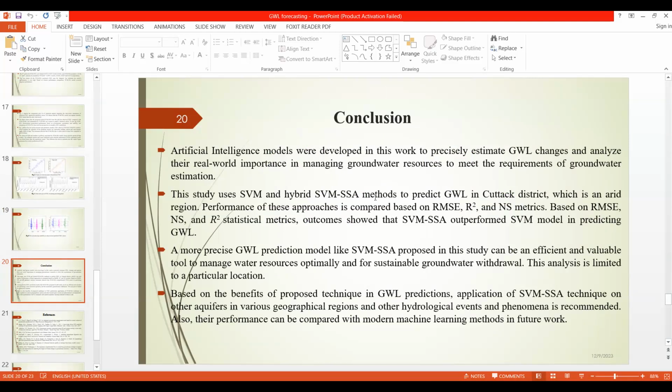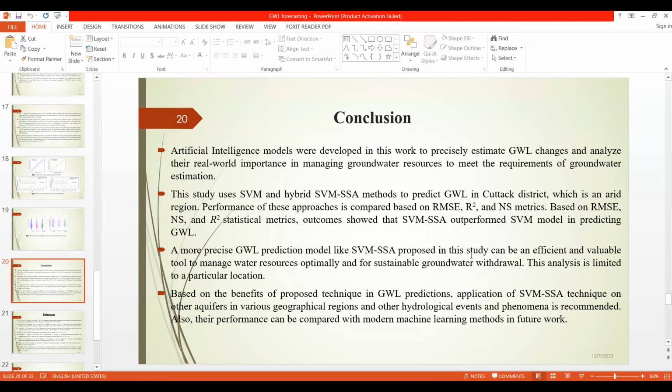Now coming to the conclusion, we can see that the groundwater level, as it is more precious nowadays, we need to precisely estimate. For that, we used SVM and hybrid SVM model for Cuttack district, and we know Cuttack is a more urbanized district nowadays, so a lot of pressure is being put on the groundwater level. That's why I have taken this study area, and I have taken 3 parameters, that is RMSE, R square, NSE, and also from graphical representation we can see that the hybrid model outperformed the standard or conventional SVM model.